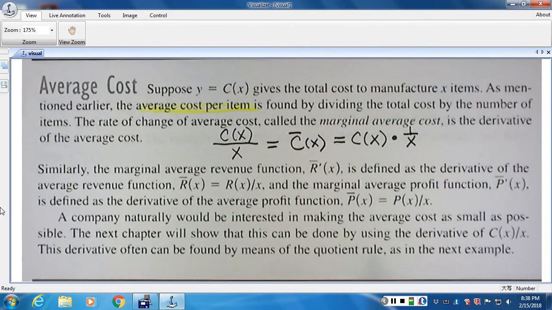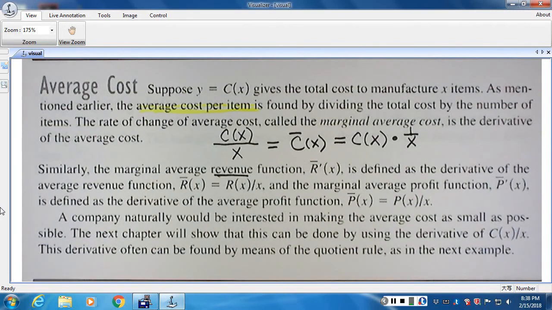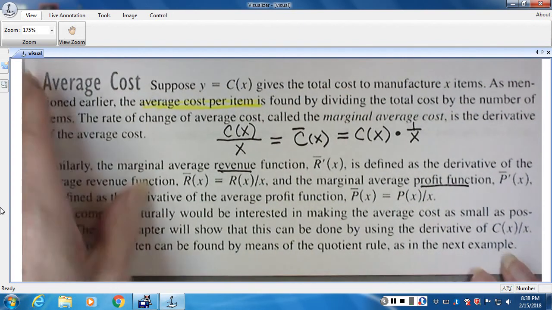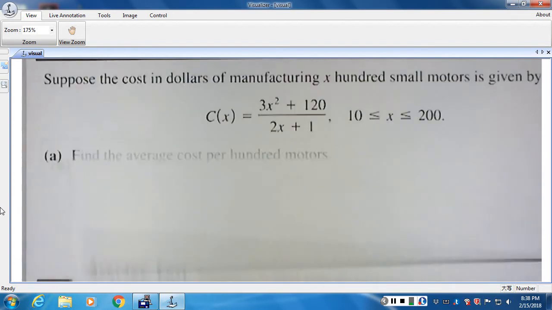And just realize that everything we said here applies to revenue and it applies to profit. So you can have average cost, average revenue, average profit, and you can take the derivative of your average cost, revenue, or profit and have the rate of change or the marginal average cost. Marginal still means take the derivative, okay? So that's what we're really going to be looking at. And we're going to look at an example of that before we leave.